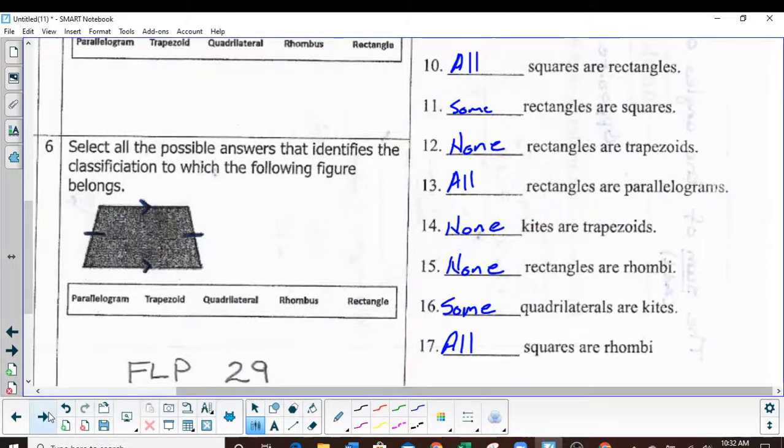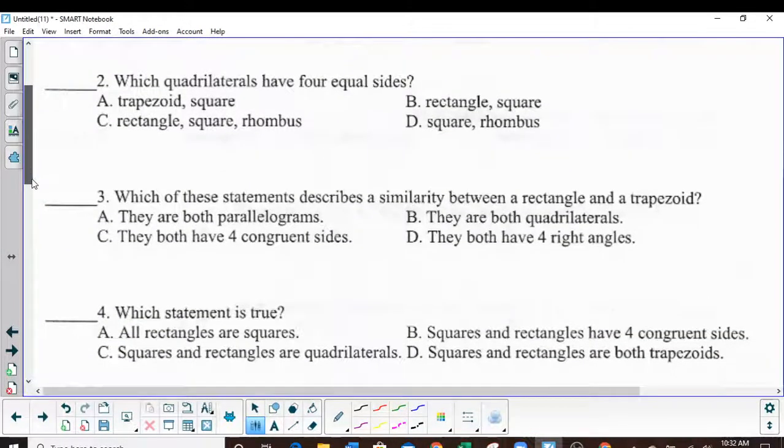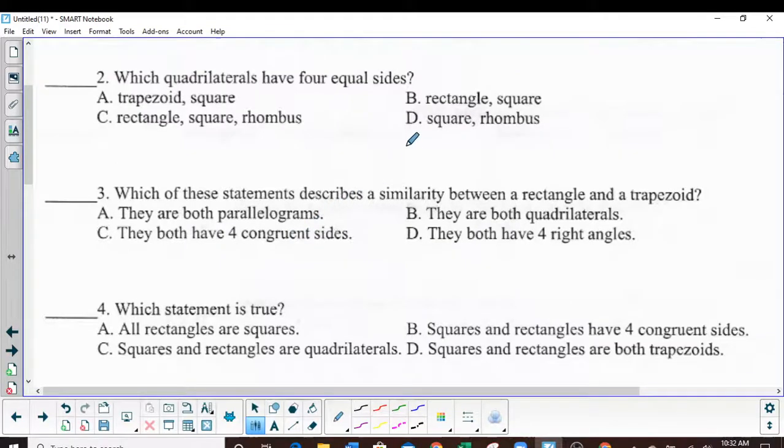Okay, cool. Let's go to 30. Page 30. This is not bad at all. All right, so if you look at the top, it's just asking us multiple choice questions. Which of these quads cannot be a parallelogram? A trapezoid cannot be a parallelogram because it's only got 1 pair of parallel sides. Which quads have 4 equal sides? That one's easy, a square and a rhombus, right?